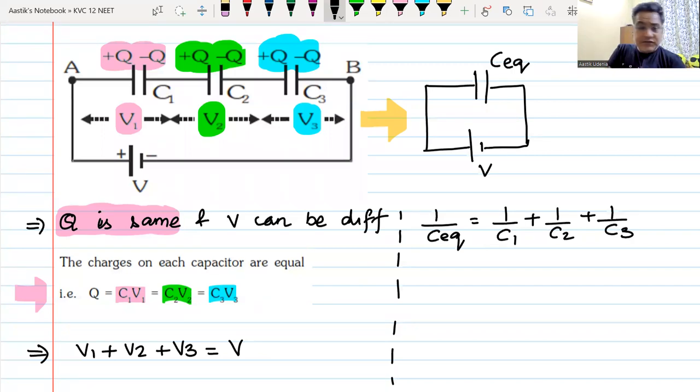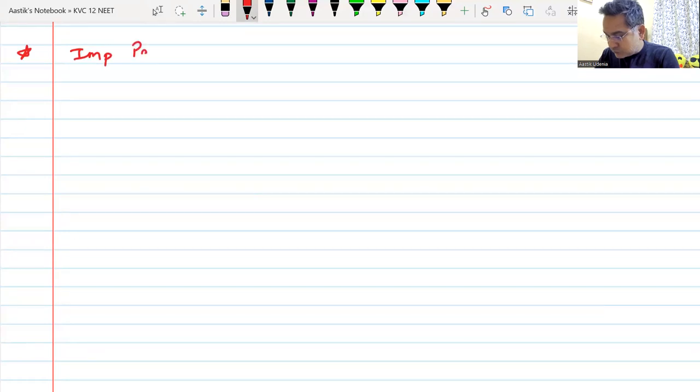Now, since we have understood this, let me note down everything again in a point-wise manner for series capacitance. So, you can write them, important points. Number one, remember these are important points for series combination. Charge is same on all the capacitors. Charge will be coming as same.